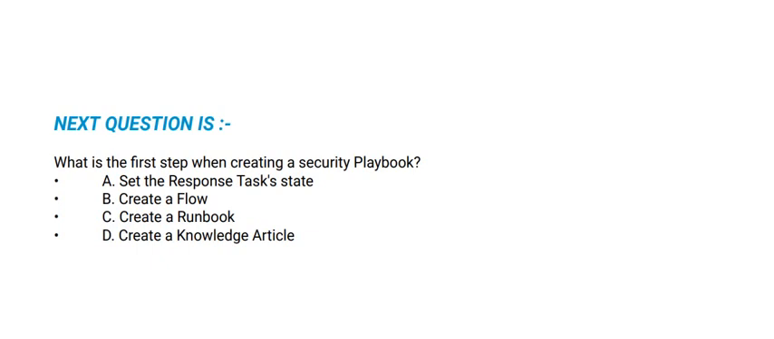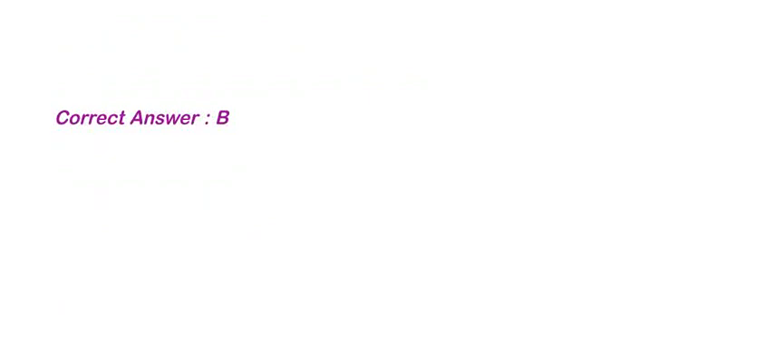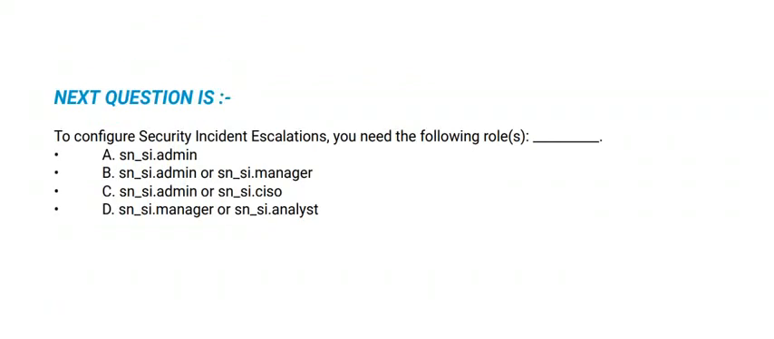The correct option is option B. Next question is, to configure security incident escalations, you need the following rules. Options are, please go through the options. The correct option is option A.